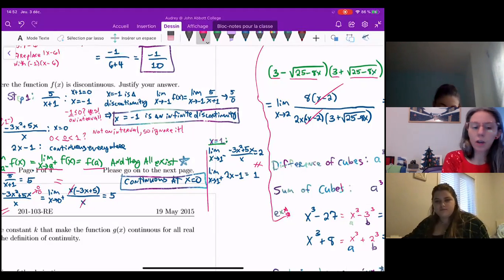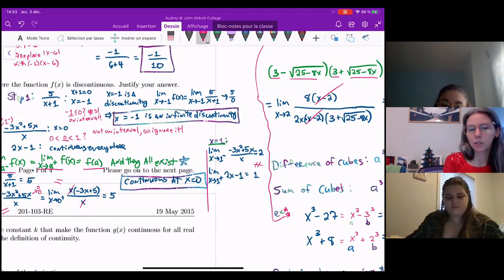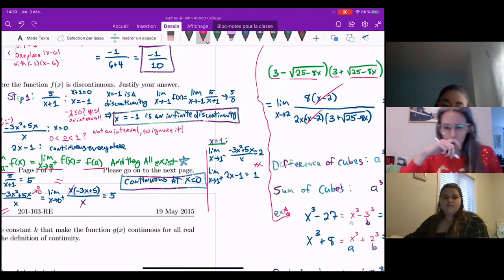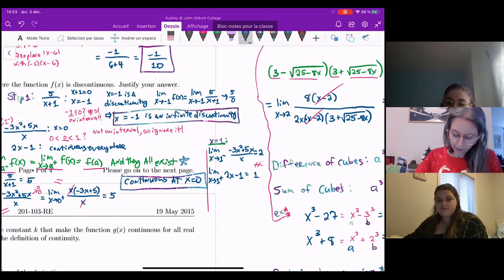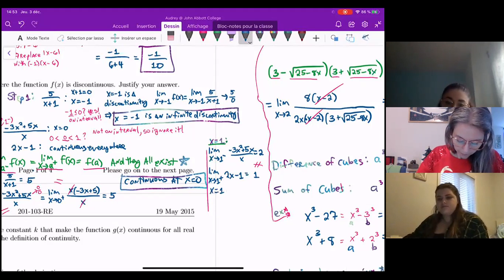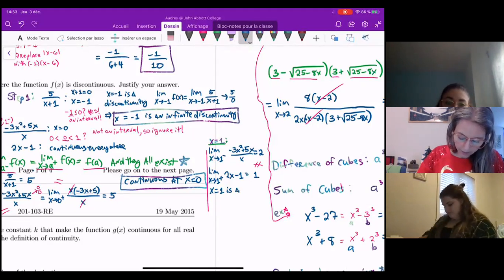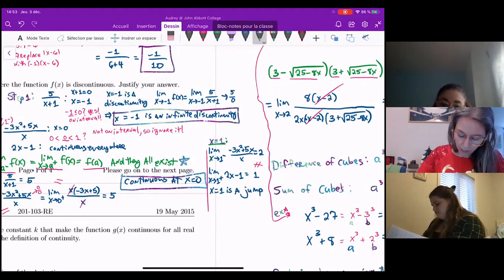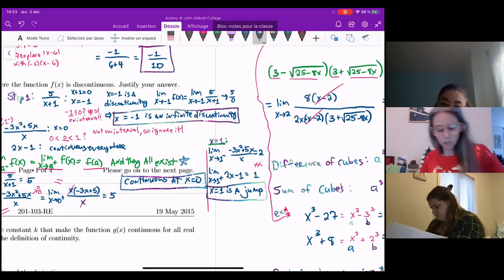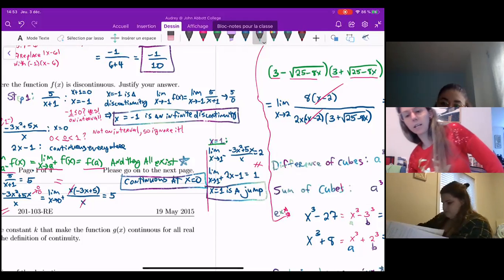So I could evaluate f of 1, but I can already make my conclusion. What kind of discontinuity do I have here? Exactly, it's useless to do it. Good job, guys. Some of you already said, good. So x equals 1 is a jump. So this function right here ended up not having any removable discontinuities. It just had an infinite discontinuity and a jump.